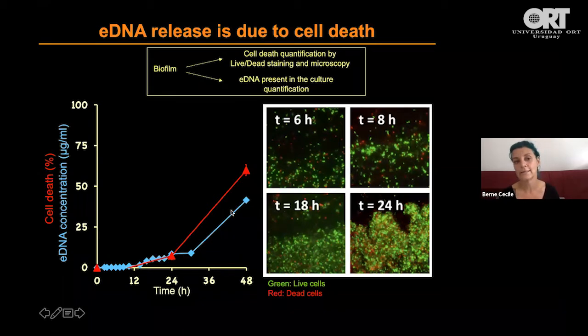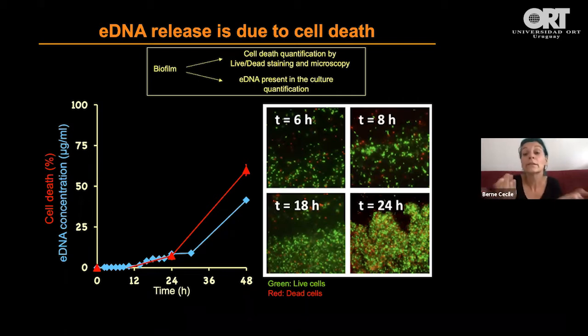You can clearly see that the amount of cell death in red and the amount of eDNA release are pretty well correlated, meaning that eDNA is just due to cell death and cell lysis and release of the chromosomal DNA from dead cells. It's not an active mechanism. So I was pretty sad. I wish it was something cooler.